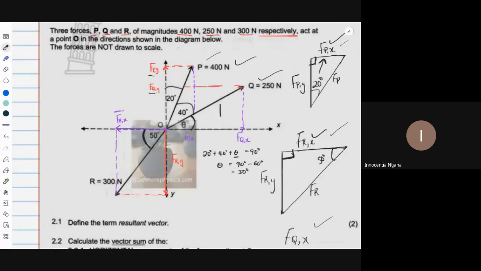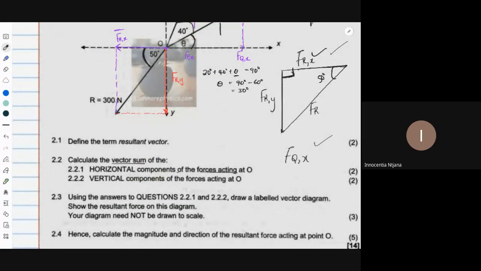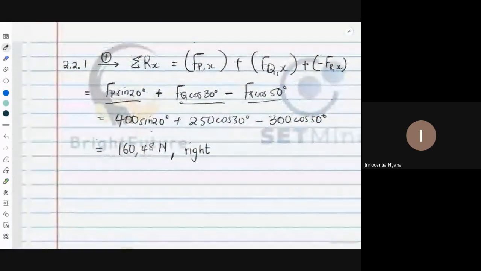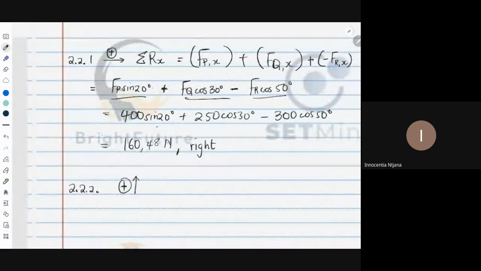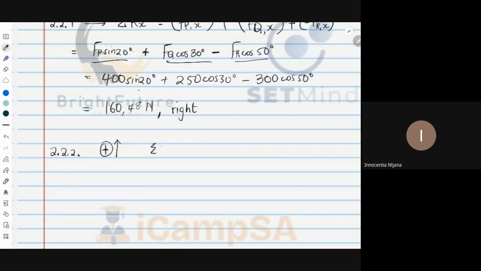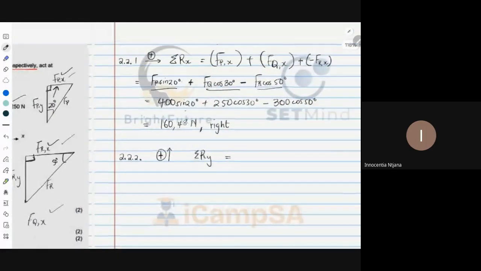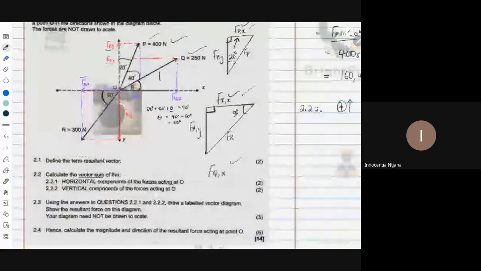Let's go to 2.2.2. Okay, 2.2.2, they're just asking us to add the vertical components. So 2.2.2, we can literally say, let's choose a direction. I like choosing up. You can choose down, doesn't matter, as positive. Right? And then you can say sum of all these will be, let's come and check them.